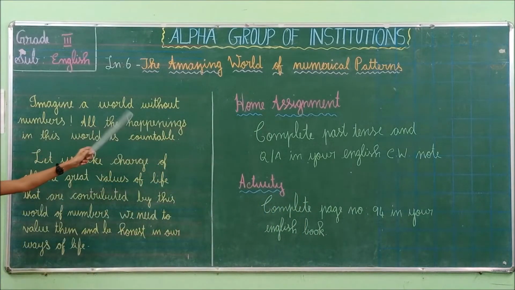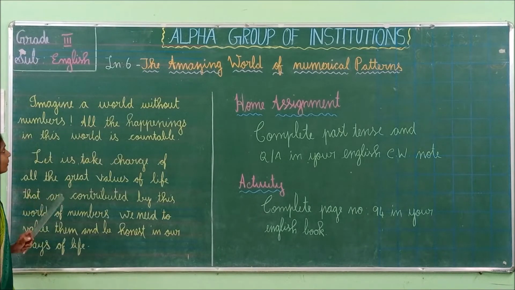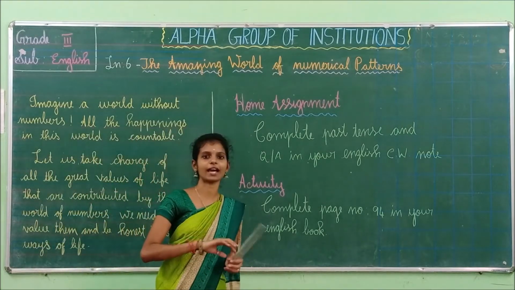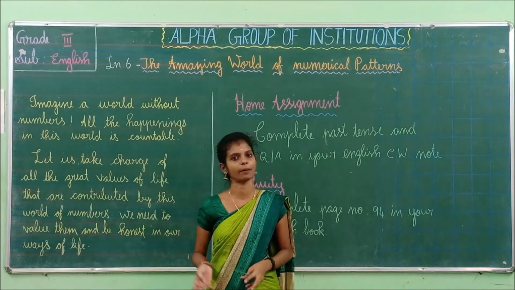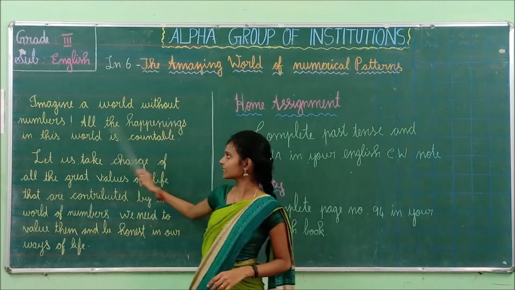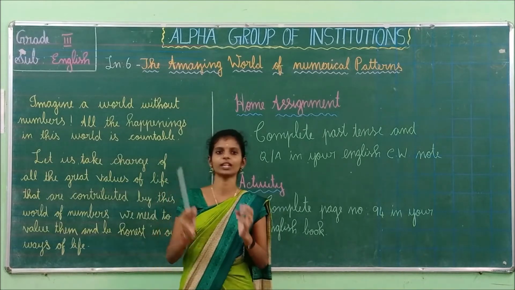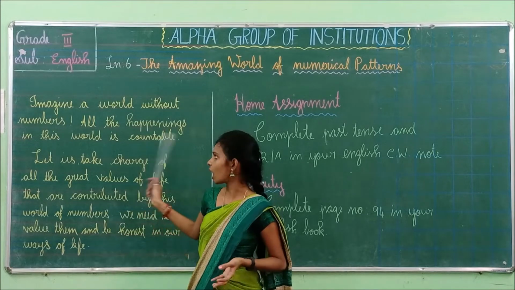Imagine a world without numbers. All the happenings in this world are countable. Just imagine how the world would be if there were no numbers. No, we can't do anything without numbers. All the happenings in this world are countable. So for each and everything we need mathematics in our life. So the world is countable.